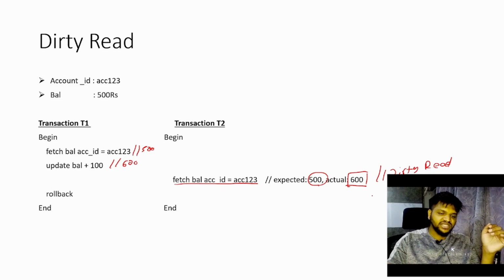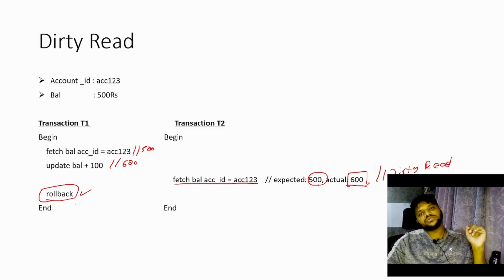Assume it has read and finds 600, and it is stating, hey, my account balance is 600, but before it updates it into the database, for some reason it wants to roll back. It rolls back the transaction. So now your database, which originally had 500, still has 500 because this was never updated into the database, but this transaction is under the assumption that, hey, my account balance is 600. This is what a dirty read is.